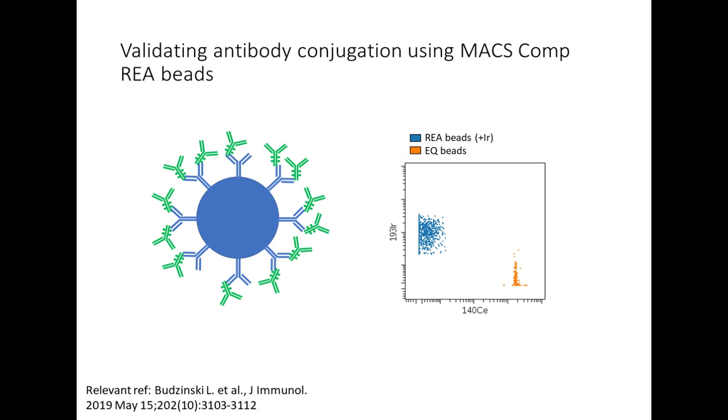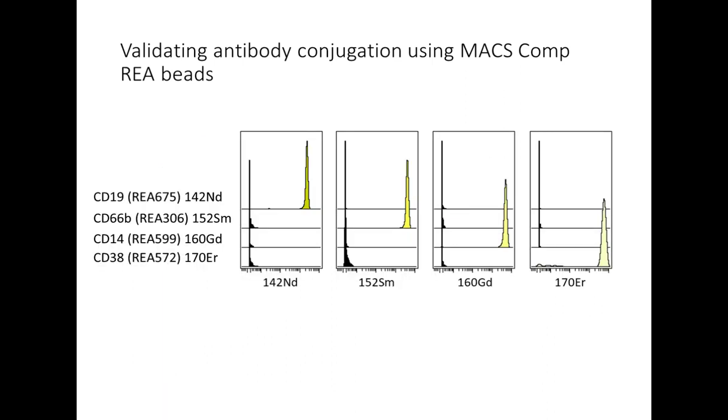A second consideration here is what beads to use. Traditionally, in most of our workflows, we were using the UltraComp beads developed by eBioscience, but the REA antibodies in particular, presumably because of their mutated human Fc region, don't actually bind to those beads. So for this particular panel, we were largely using the MACS Comp REA beads from Miltenyi. I should also note there's a relevant reference here from Lisa Budzinski out of Hendrik Mei's group, who have shown a similar workflow using osmium to label these beads, which is another way of facilitating their detection by mass cytometry.